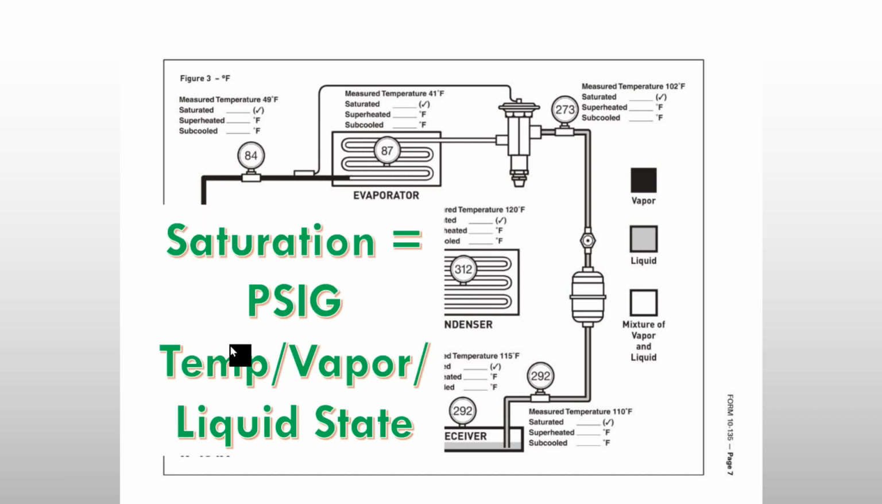So saturation is going to be PSIG converted to temperature. It's also going to be refrigerant in the vapor and liquid state together. So our evaporator is a saturation point of the system, the condenser is a saturation point, and even the receiver has a combination of liquid and vapor refrigerant, and that's also a saturation point as well. We have it in the evaporator, condenser, and the receiver. All have a mixture of liquid and vapor.